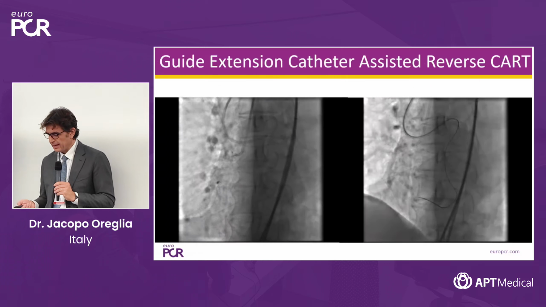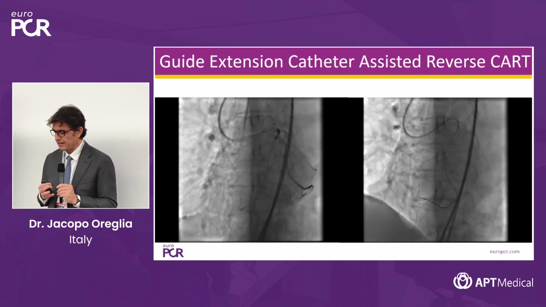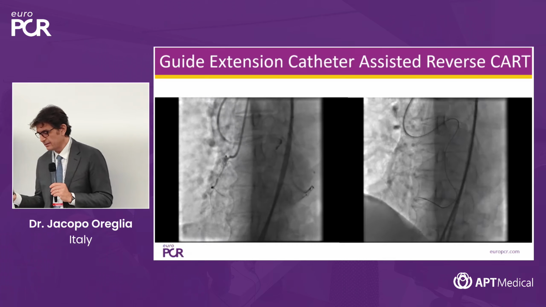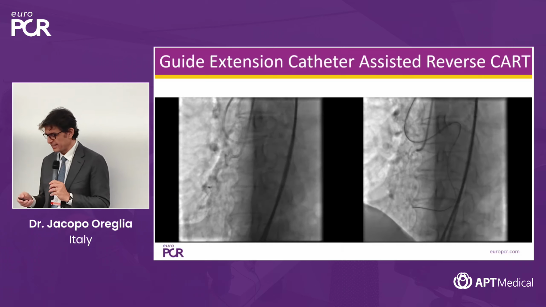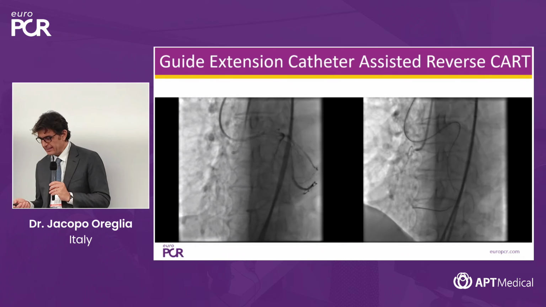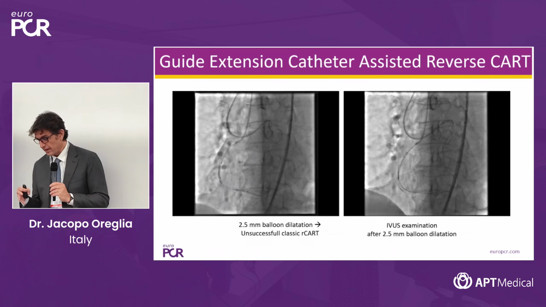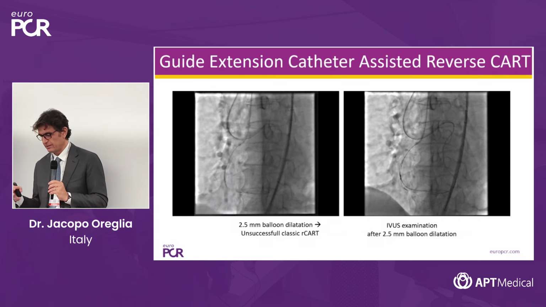Again, another situation is that we can use a guide extension catheter in order to make a reverse cut easier. In this case, we need to advance a guiding catheter extension on the antegrade guide wire. So we use the balloon to advance it.